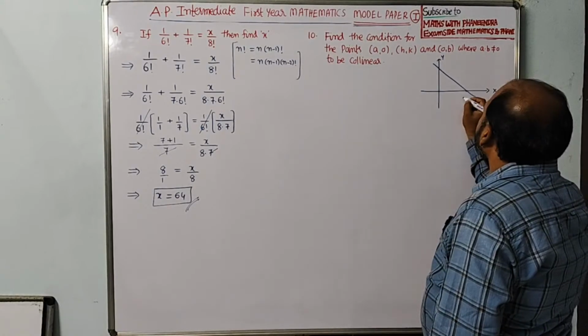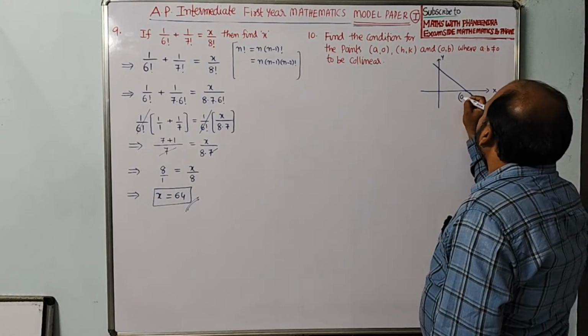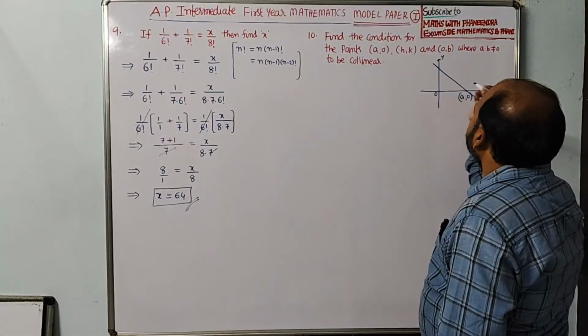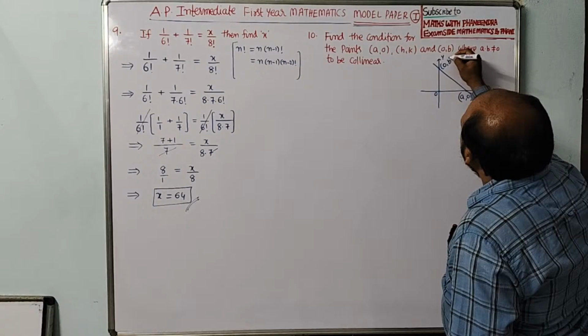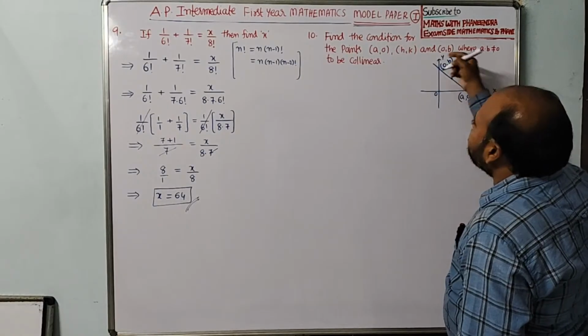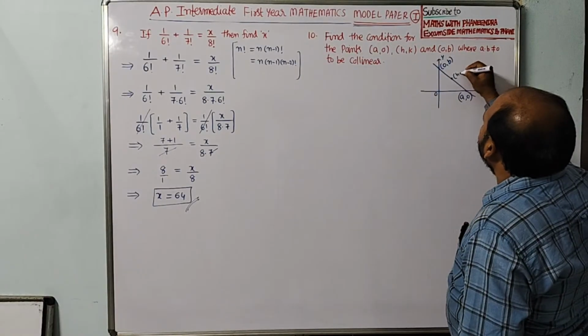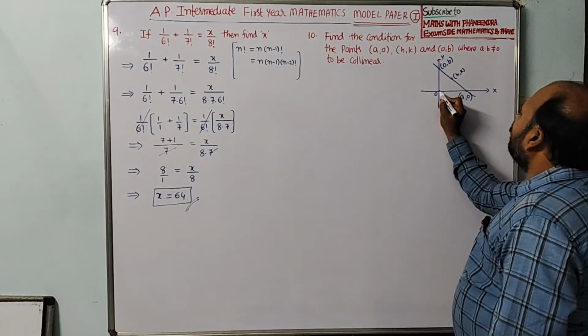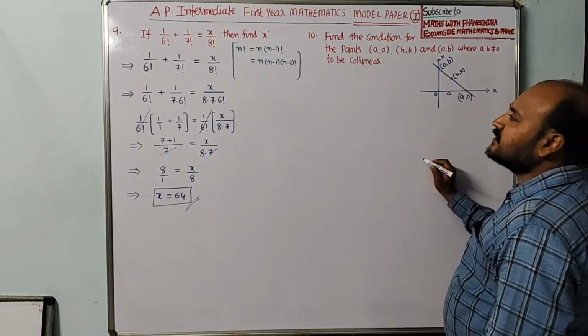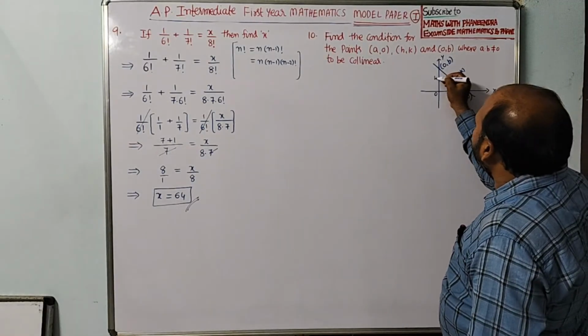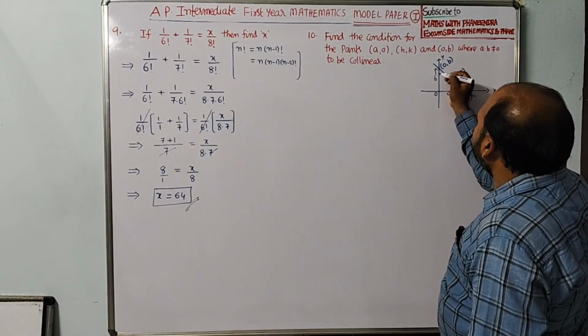So at this point I am taking a comma 0. This is the origin, dear students. This is 0 comma b. So on this line, the points are collinear, no? So h comma k. From here to here it is a units. This is the x-intercept. Here b means from here to here it is b units. This is the y-intercept.